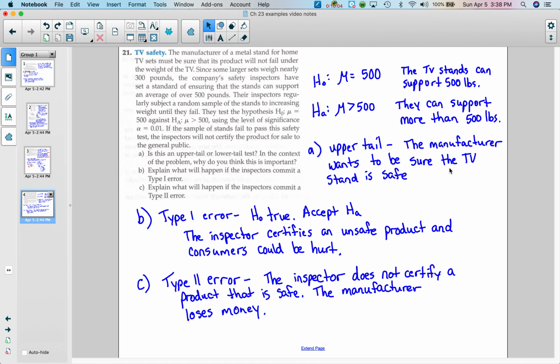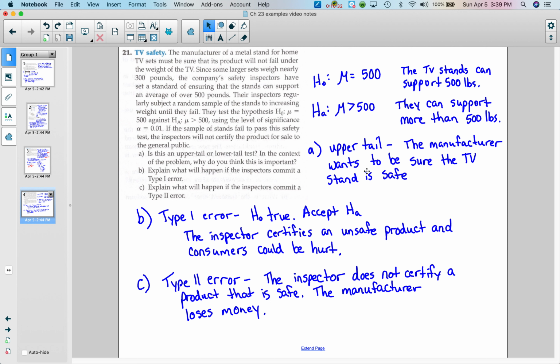And on this last problem, it's TV safety. The manufacturer of a metal stand for home TV sets must be sure that its product will not fail under the weight of the TV. Since some larger sets weigh nearly 300 pounds, the company's safety inspectors have set, that's not true anymore. TVs used to weigh a lot. The company's safety inspectors have set a standard of ensuring that the stands can support an average of over 500 pounds. Their inspectors regularly subject a random sample of the stands to increasing weight until they fail.